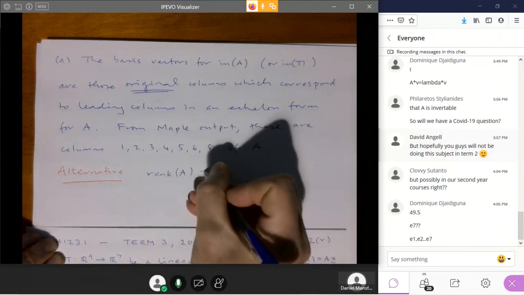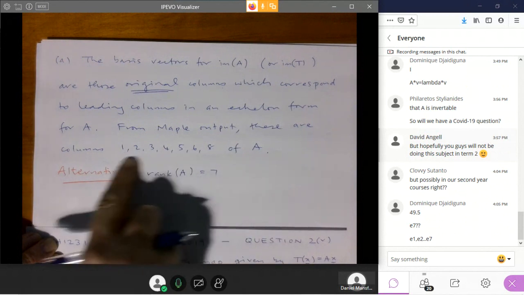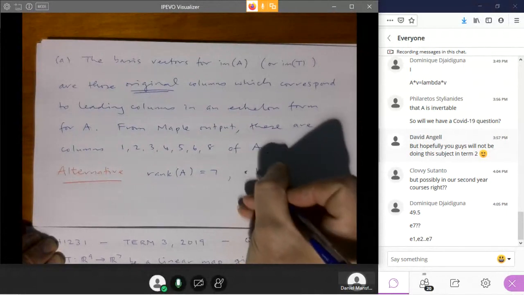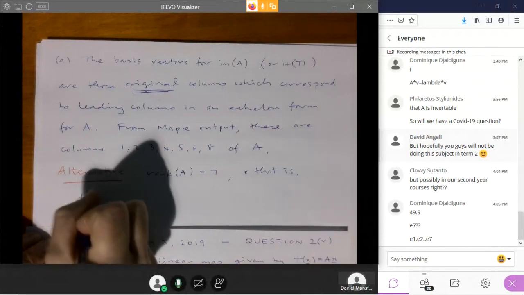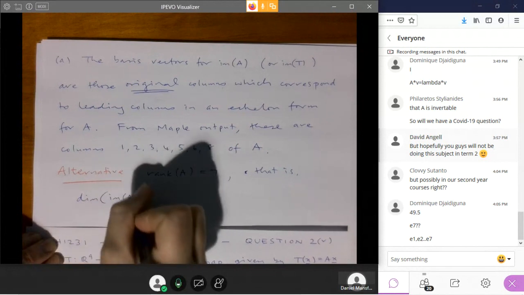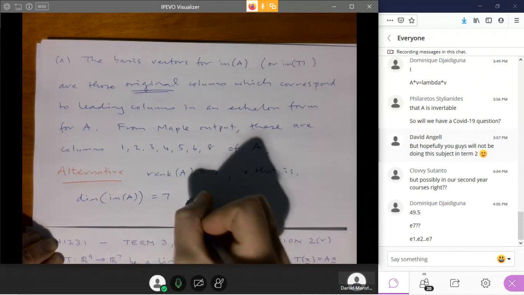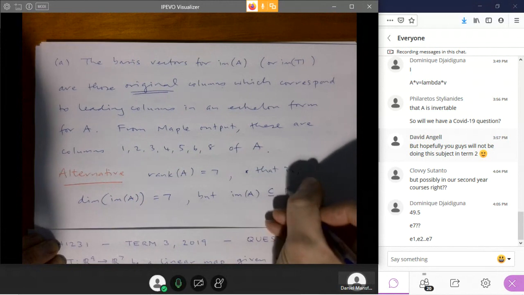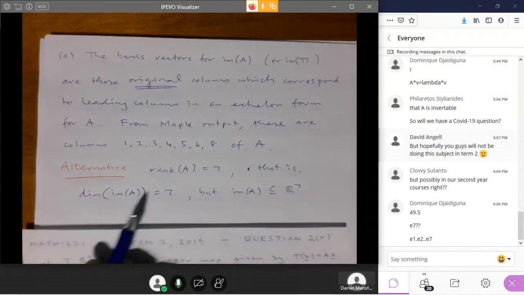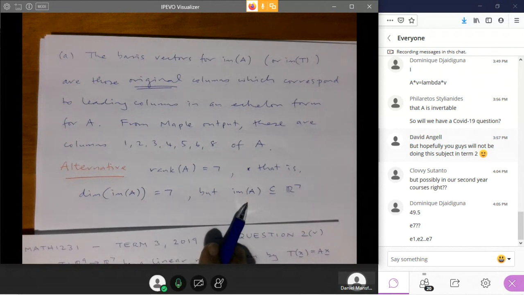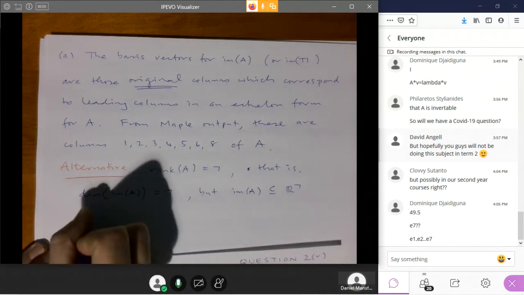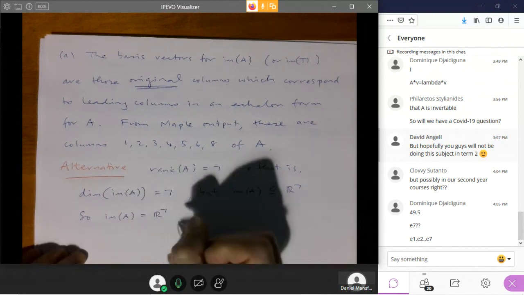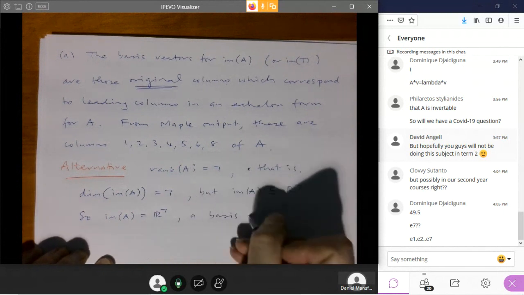Good answer. We can say rank A is 7. There are 7 vectors here, so the dimension is 7. Rank A is 7, so the dimension of image of A is equal to 7, but image of A is a subspace of R7. Now if you have a 7-dimensional subspace of a 7-dimensional space, it must be the whole thing. So I could say image of A is equal to R7, in fact, and a basis is E1 up to E7.